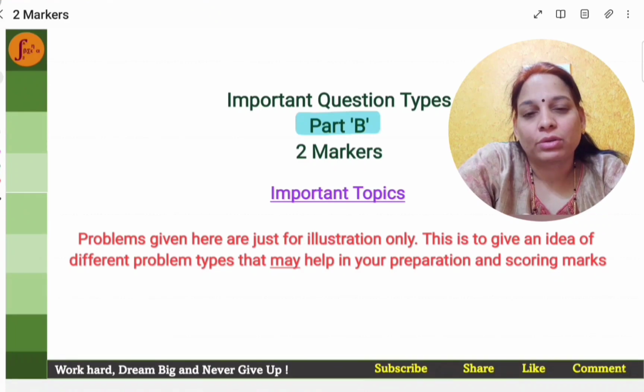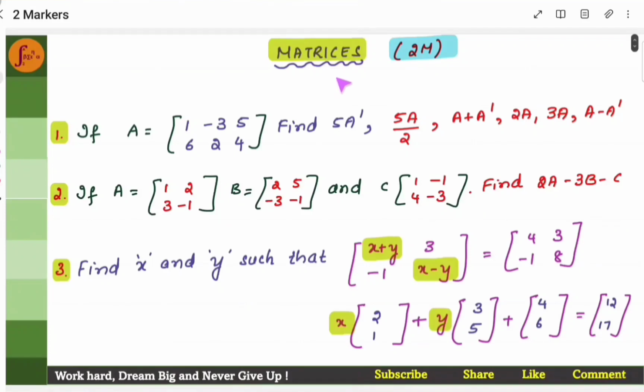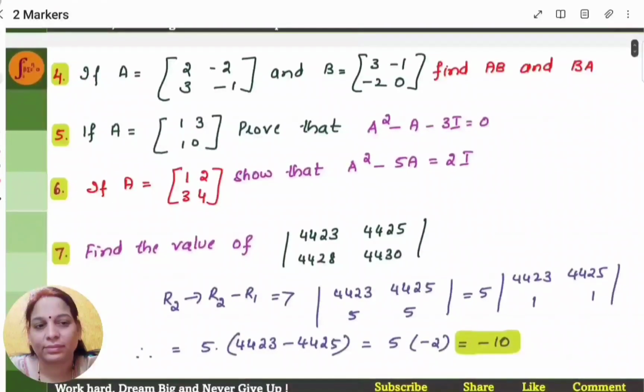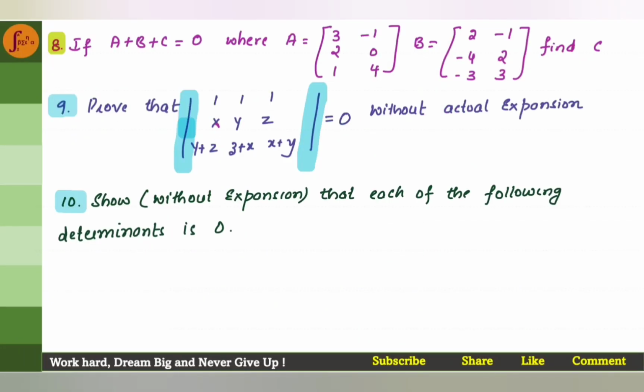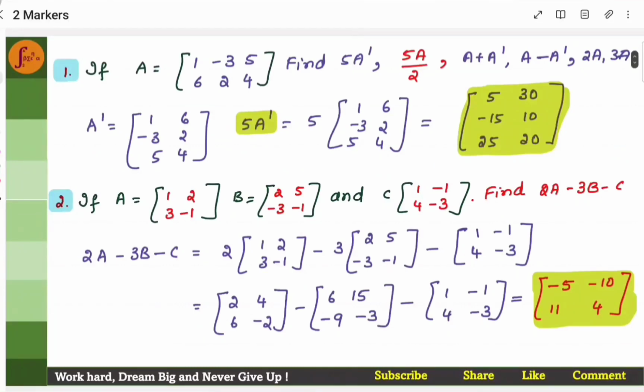Practice the problems given here well so that it can help you in your preparation. So let's go through this list chapter wise. So first let's go through matrices chapter. So here is the list of questions. So I've solved these problems here.